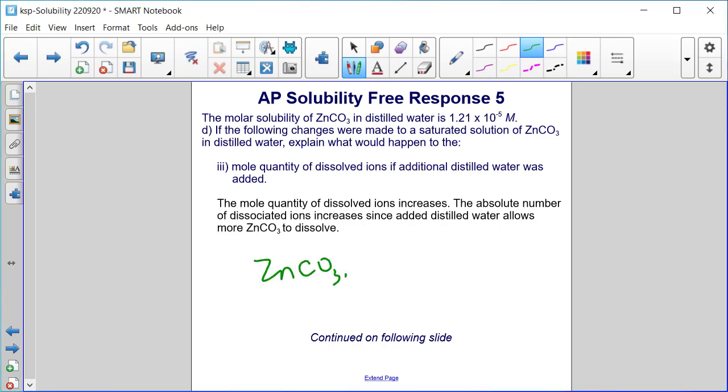So if I have zinc carbonate in equilibrium with zinc and carbonate ions, and I add more water, I make it so that more ions can dissolve. I can shift that equilibrium to the right, and therefore I'll have more moles of dissolved ions.